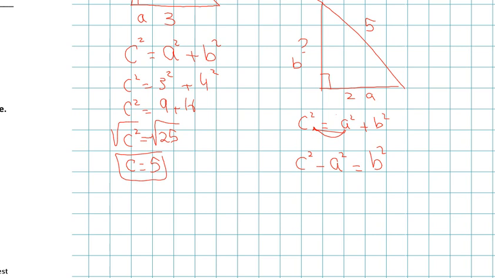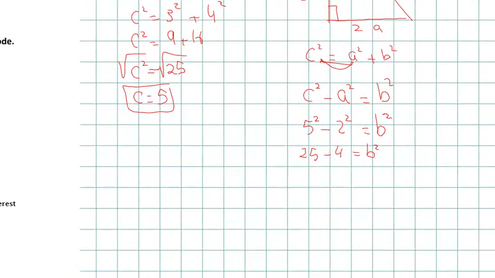Okay. So I'm going to plug in my values now. So I know that C is 5. So 5 squared minus 2 squared equals B squared. So that's 25 minus 4 equals B squared. 21 is equal to B squared. B is equal to the square root of 21.